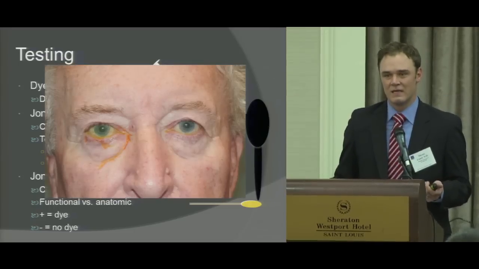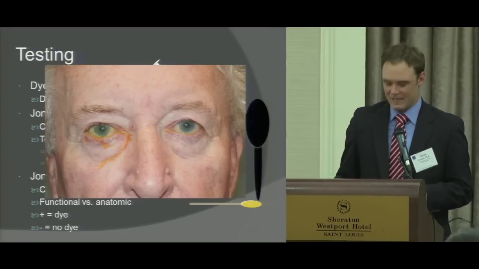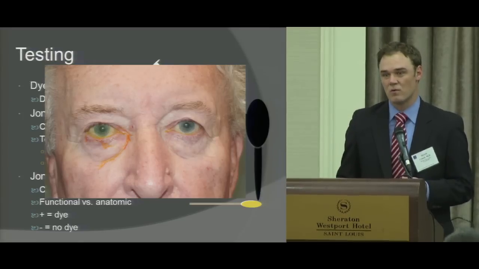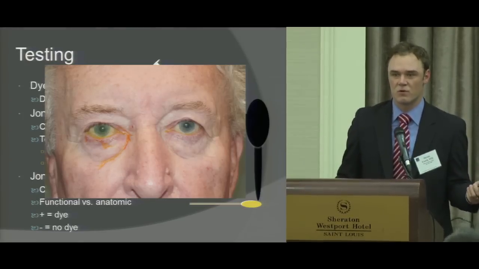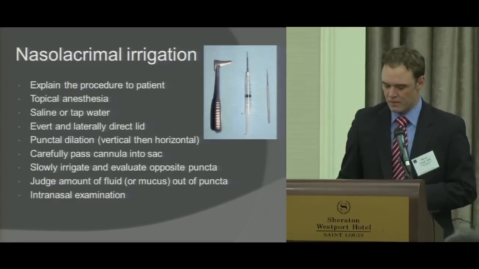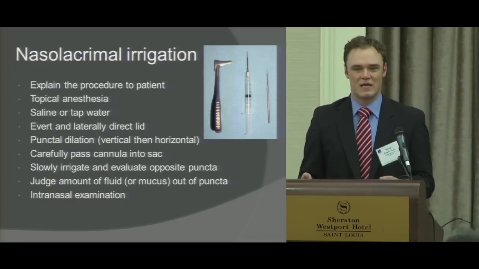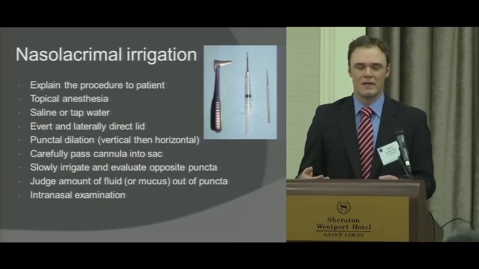So this is a guy that I put dye in his eye. And the right side is totally full and it's dripping down his face. The left side's normal, or still has some in there, which is normal. Really, this is the mainstay of how I interact with patients that have tearing.